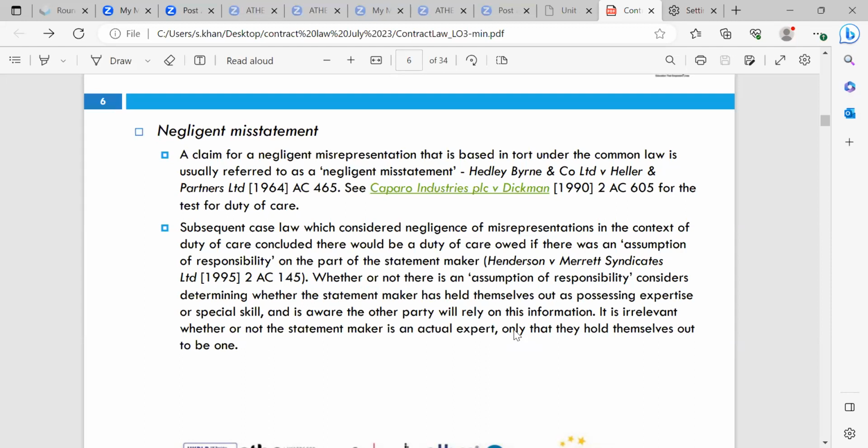Subsequent case law, which considered negligent misrepresentation in the context of duty of care, concluded there would be a duty of care owed if there was an assumption of responsibility on the part of the statement maker, as in the case of Henderson and Merrett Syndicates Limited, 1995. Whether or not there's an assumption of responsibility considers whether the statement maker has held themselves out as possessing expertise or special skill and is aware that the other party will rely on this information. It is not relevant whether or not the statement maker is an actual expert, only that they hold themselves out to be one.